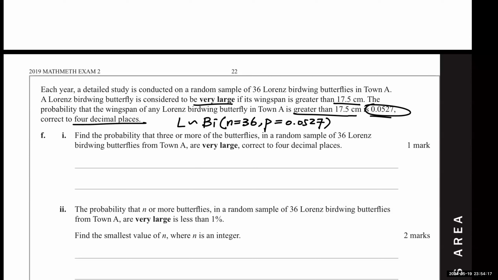Right, and part F1, we want to find the probability that 3 or more of the butterflies in a random sample of 36 Lorentz birdwing butterflies from Terran A are very large, correct to 4 decimal places.